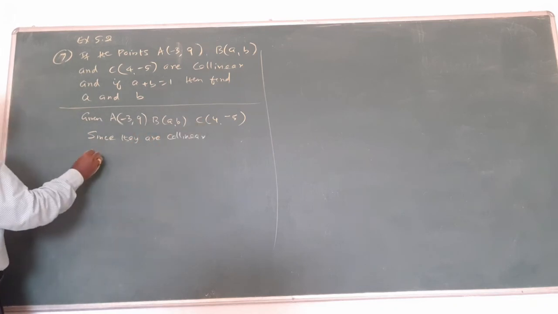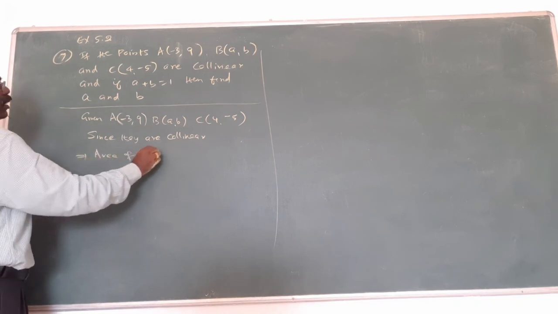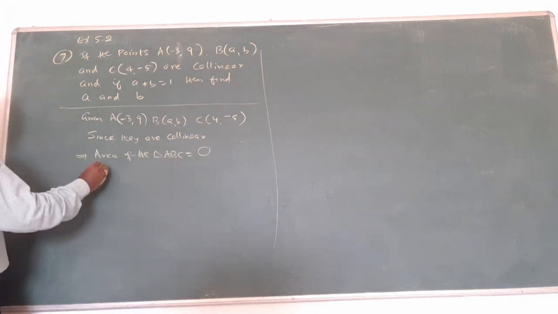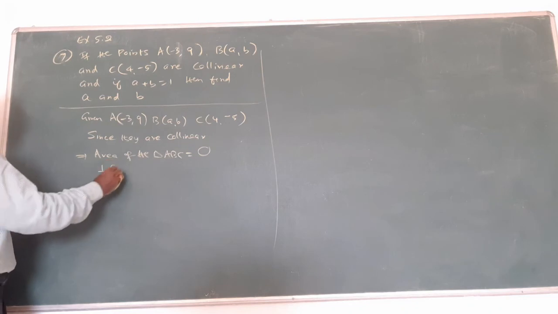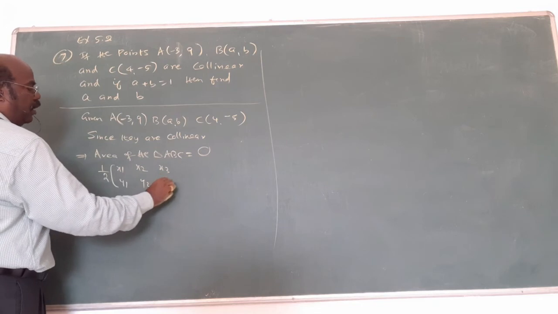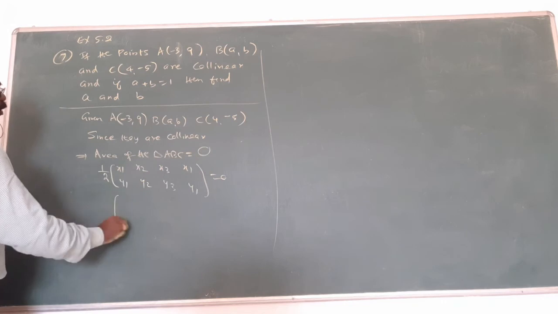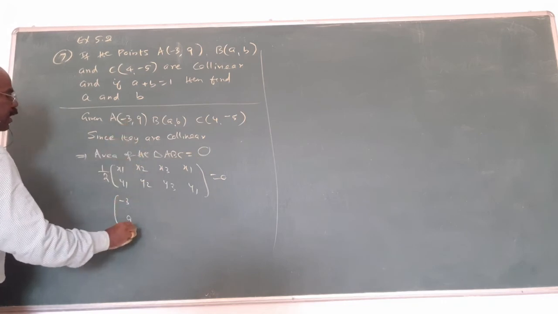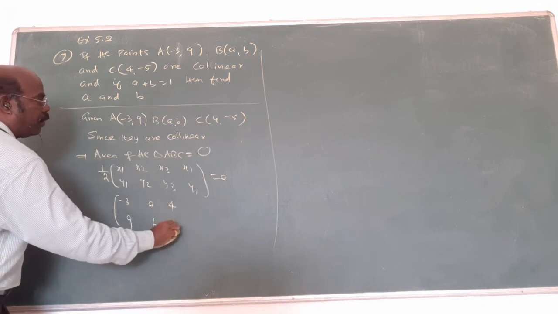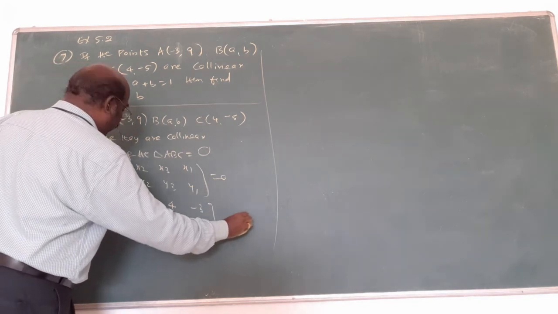Therefore, the area of the triangle ABC is equal to 0. What is the formula for area? Half into x1 y1, x2 y2, x3 y3, x1 y1 equal to 0. So what is the first point? Minus 3, 9. A, B, 2 point. 4, minus 5. Again, minus 3, 9, which is equal to 0.